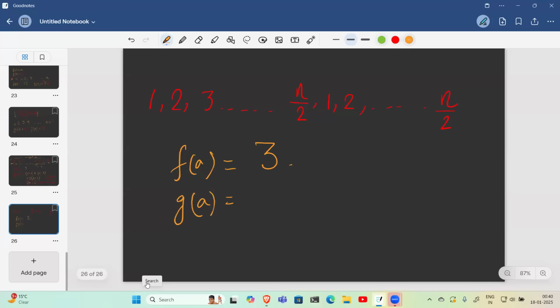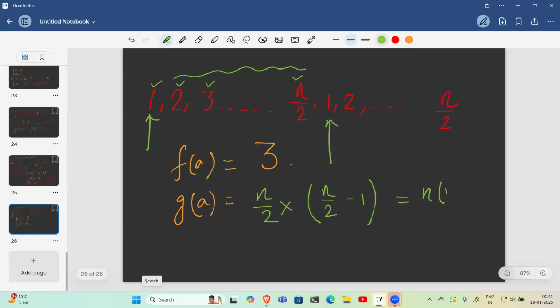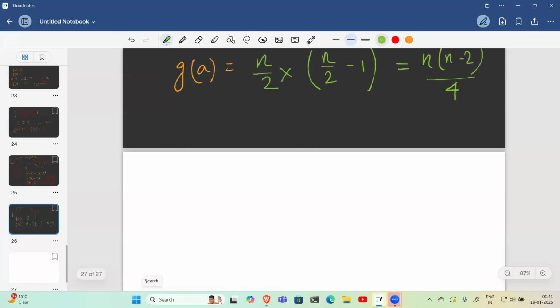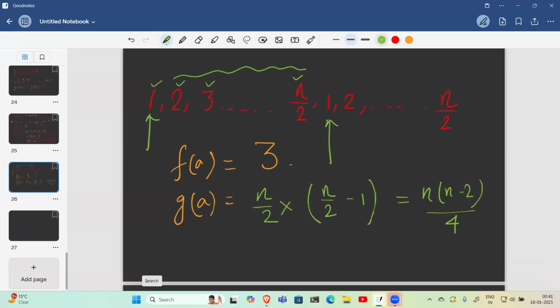Okay, so let me write it simply. Basically, for the duplicate element, we have n by 2 choices. So I write n by 2. And whenever I choose a duplicate element, suppose I've chosen this one, then I have n by 2 minus 1 choices to choose a distinct element in between them. So basically n by 2 times n by 2 minus 1, which is n times n minus 2 by 4. I think you also said the same, and that's all right. So these are solutions which are pretty similar, have the same idea, and work the same way.